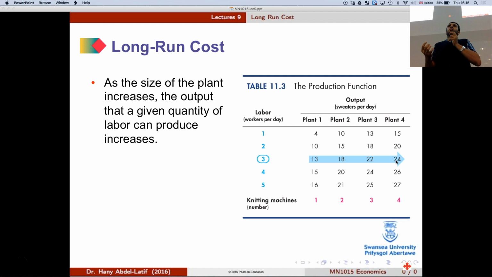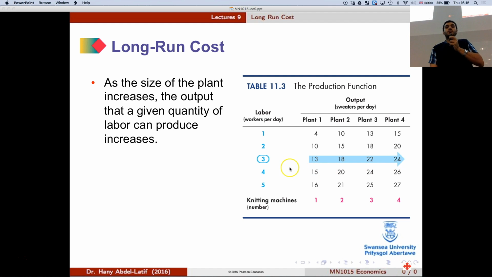What is the ultimate goal for any business or any firm? What are they trying to achieve? Maximize profit. So that would be the target. That's what we're trying to do. That will determine which plant we should look at, whether plant 1, plant 2, plant 3, plant 4, and so on. It depends how many sweaters we want to produce per day.